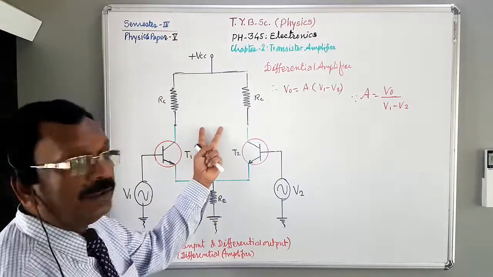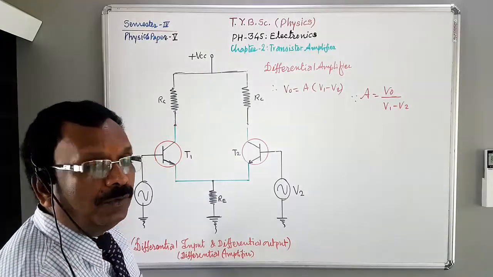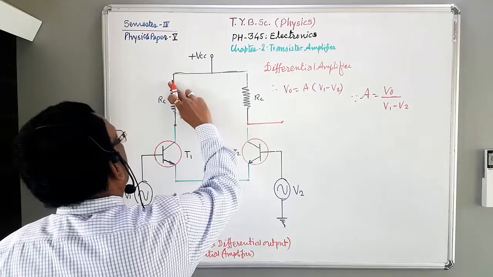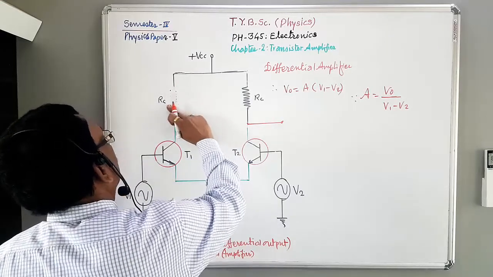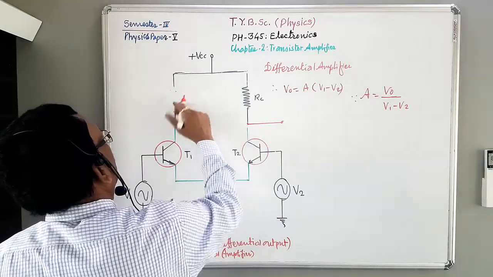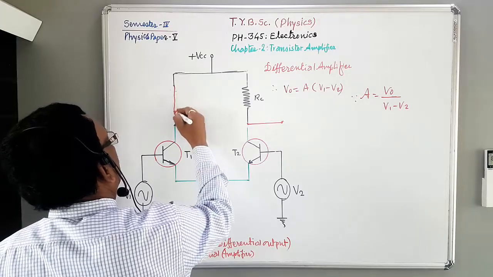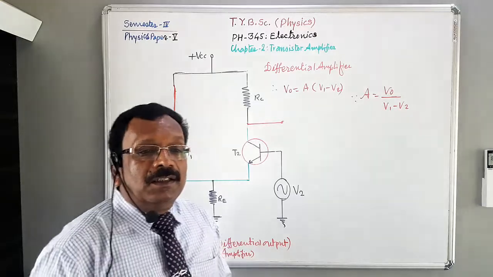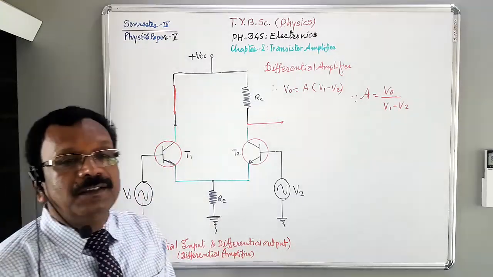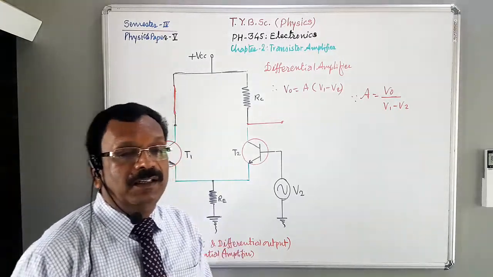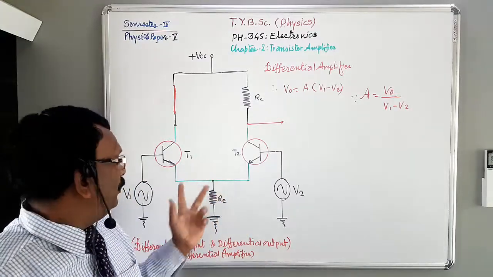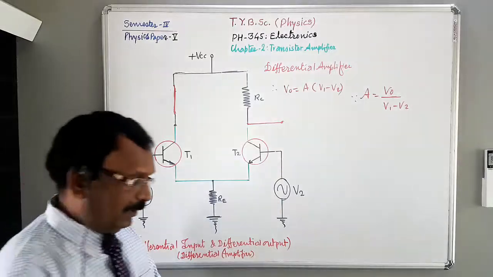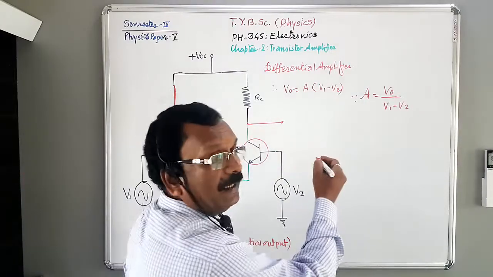So instead of two-ended, we are going to consider single-ended. We replace one resistor. This is the figure for differential input. There are two inputs, differential input, and single-ended output. This is single-ended output.